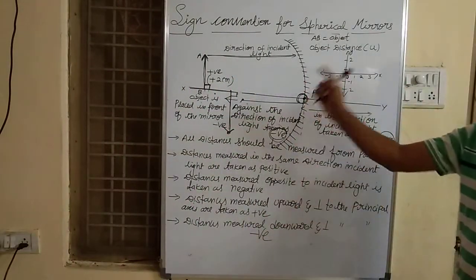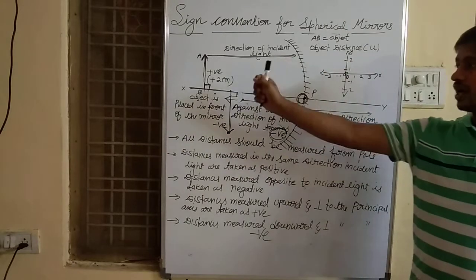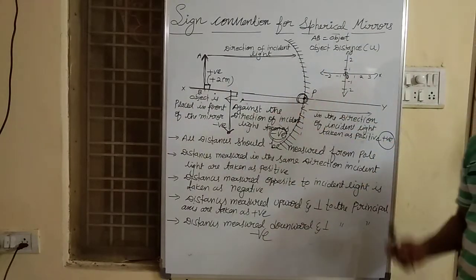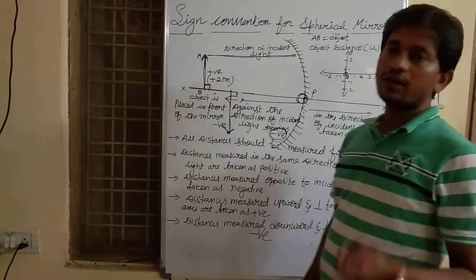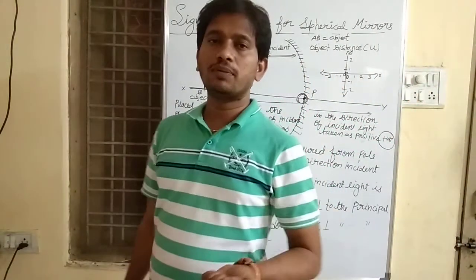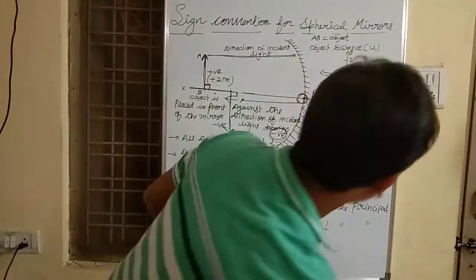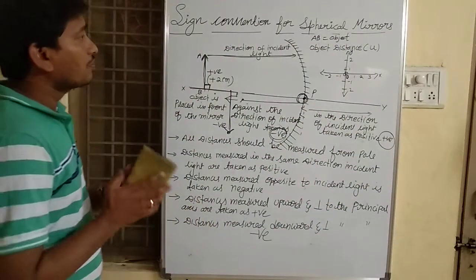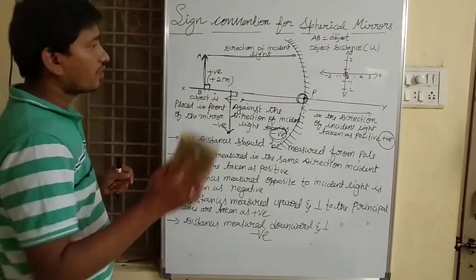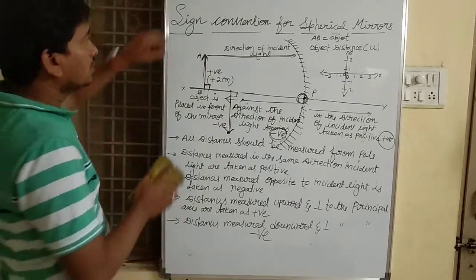So this sign convention plays a crucial role while we are finding object distance, image distance and focal length of spherical mirrors. From this we can come to some conclusions. What are the conclusions? Let me explain.